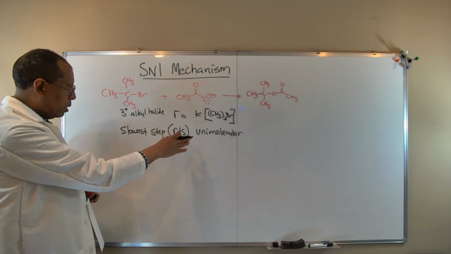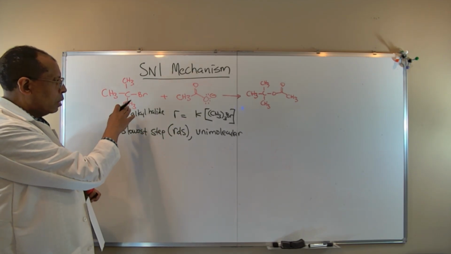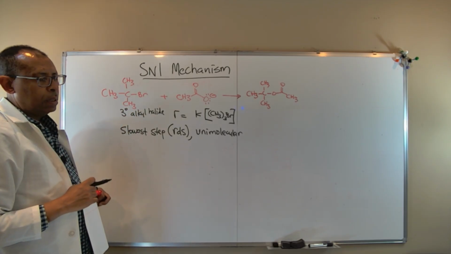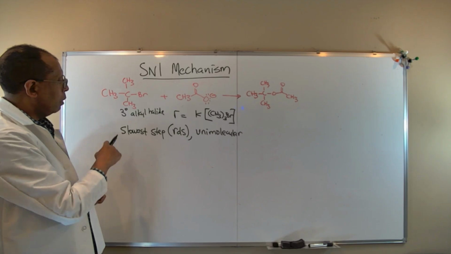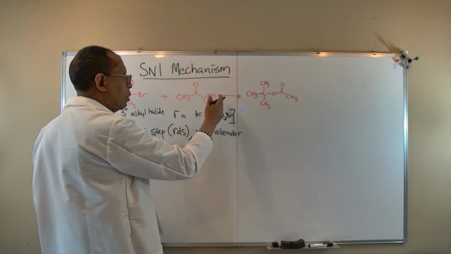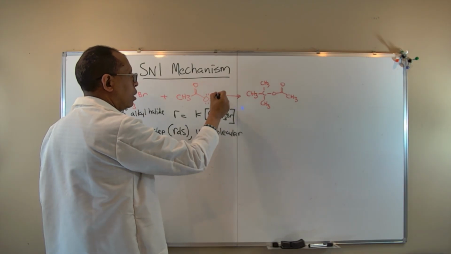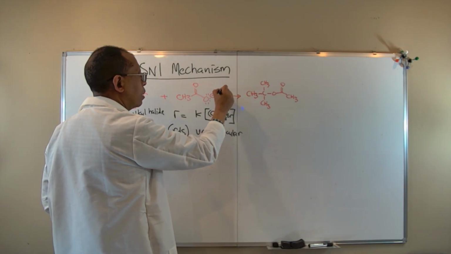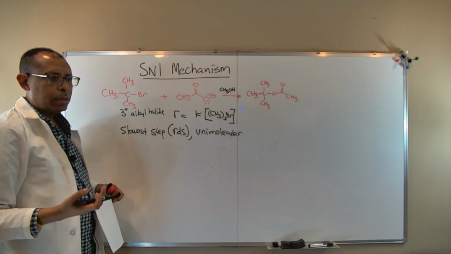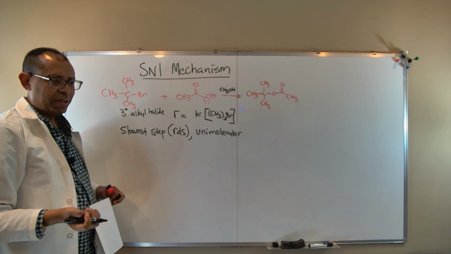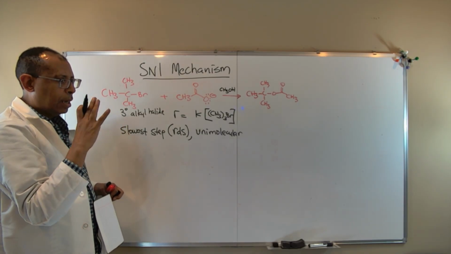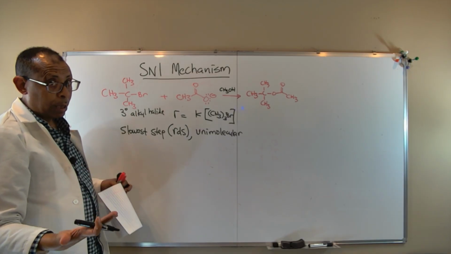So it's unimolecular. Usually it's undergone mostly in polar protic solvents. For example, you can run this reaction in ethanol. Ethanol can be a solvent. Ethanol is a polar protic solvent. So remember, with SN2, I said acetone, which is polar but aprotic solvent.